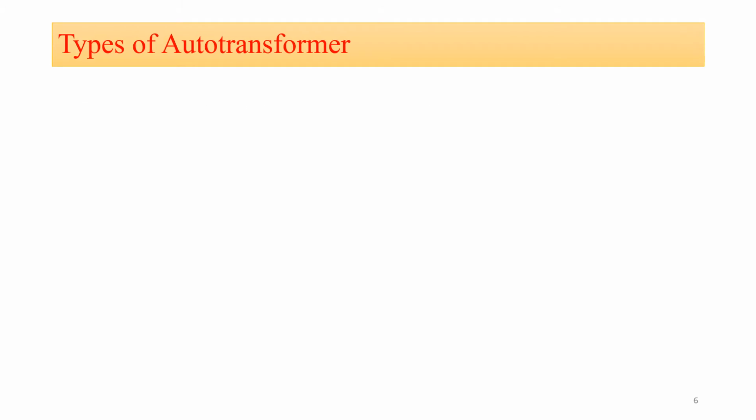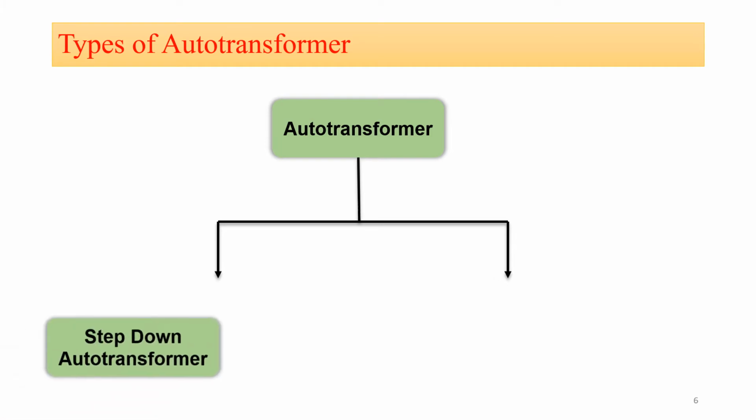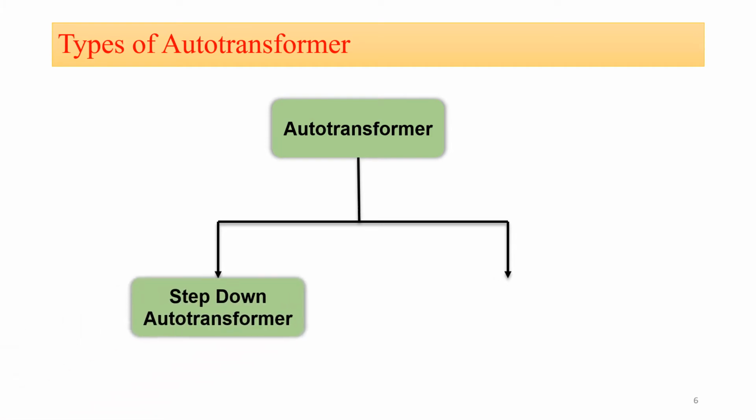Now which are the different types of auto transformer? Auto transformers are basically divided into two types: the first one is step down auto transformer and the second one is step up auto transformer. Now let's see the working of the first type of auto transformer, that is step down auto transformer.